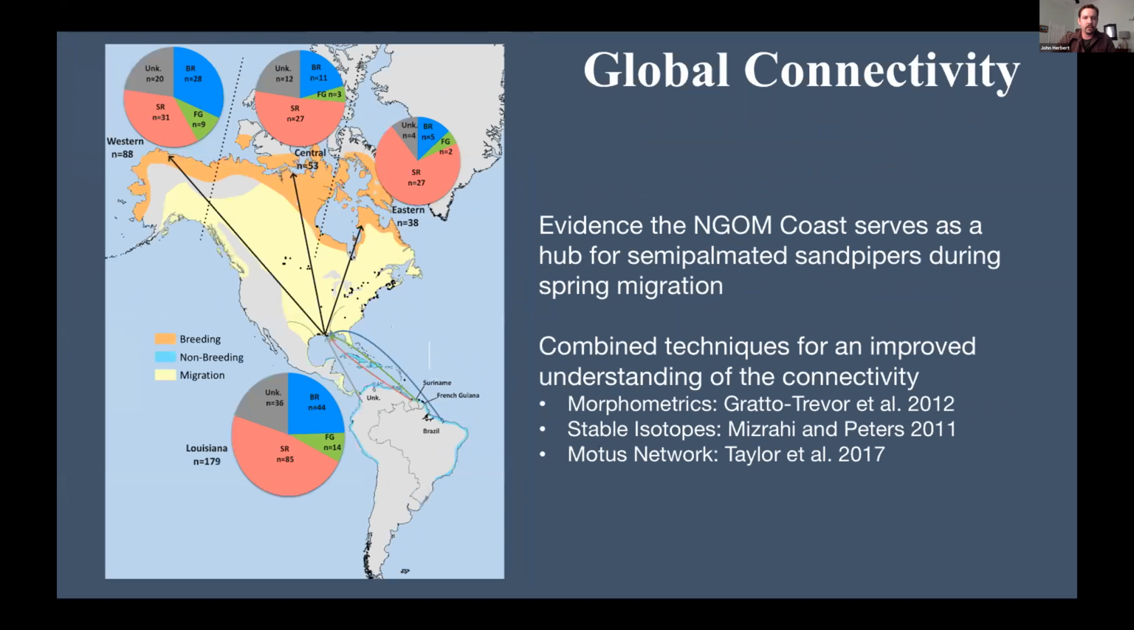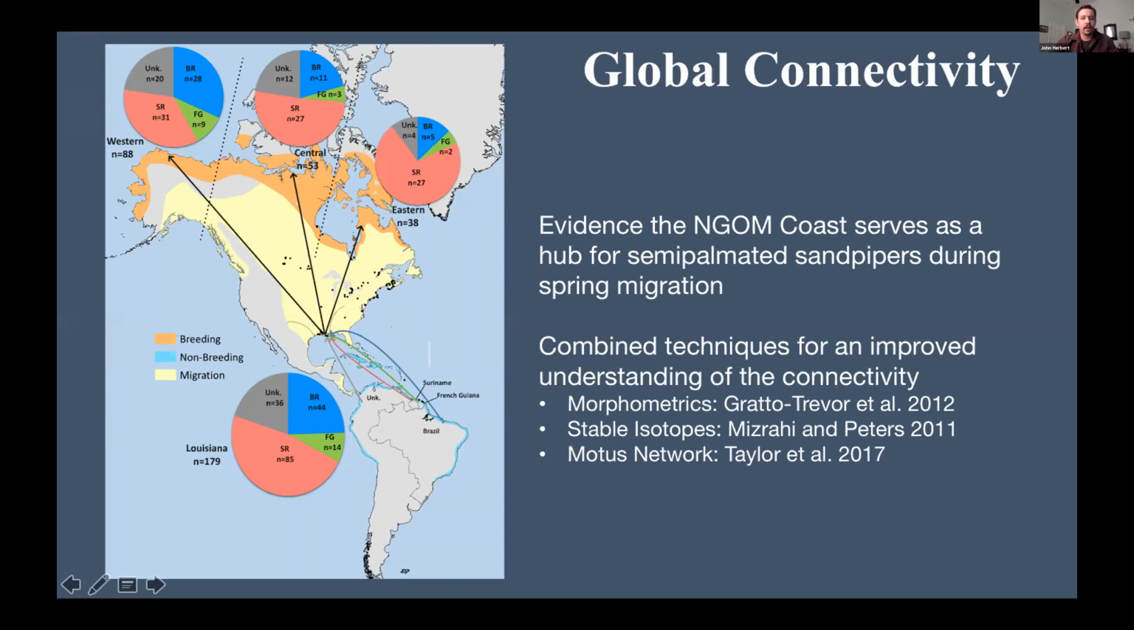And then that rolls into putting all of our connectivity pieces together. We found that the northern Gulf of Mexico coast, the birds stopping in Louisiana, is a potential hub for this species during spring migration. These pie charts here are based off of stable isotope data, known signatures from Suriname, French Guiana, and Brazil. And then we had some unknowns, which are most likely from Peru and northern South America. We're getting birds from throughout the wintering range stopping on the Gulf Coast.